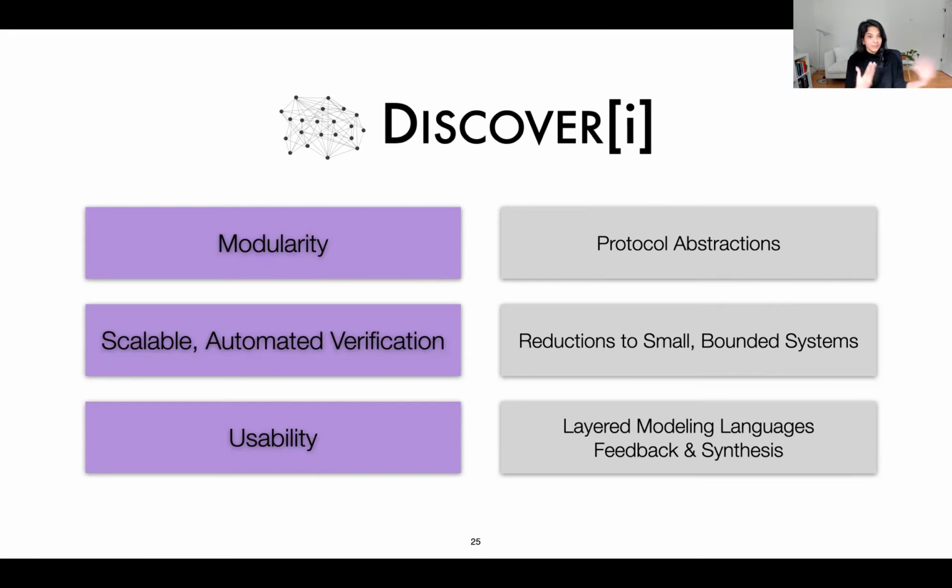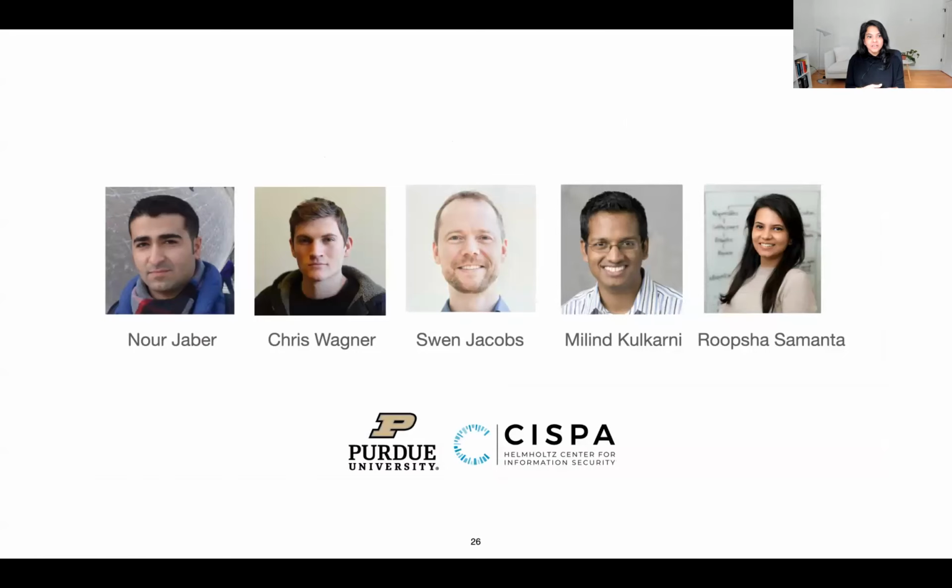And then because Mr. Grumpy wanted things to be usable as well, we are developing modeling frameworks across multiple layers of abstraction, driven by insightful feedback and program synthesis approaches that can be readily used by system designers and hopefully eventually programmers. So this is joint work with my students, Noor Jafar, who was just grumpy right now, Chris Wagner, who's also on the call, Swan Jacobs, who is one of the organizers of FRIDA, and Milind Kulkarni. Swan is from CISPA, as most of you know, and the rest of us are at Purdue.